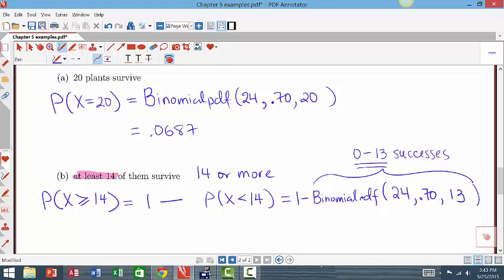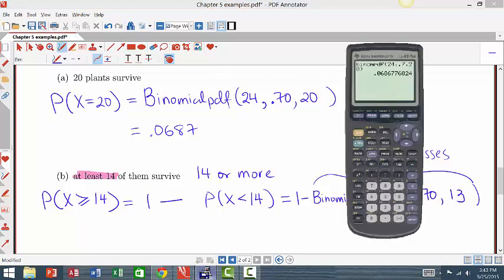Again, with this binomial CDF, make sure that we use C, not P, this command will compute and add at the same time all of the probabilities of events where you have anywhere between 0 and 13 successes. So how would I put that in the calculator? I would do 1 minus second distributions, and I'm going to go ahead and find my command binomial CDF here. 24 trials total.